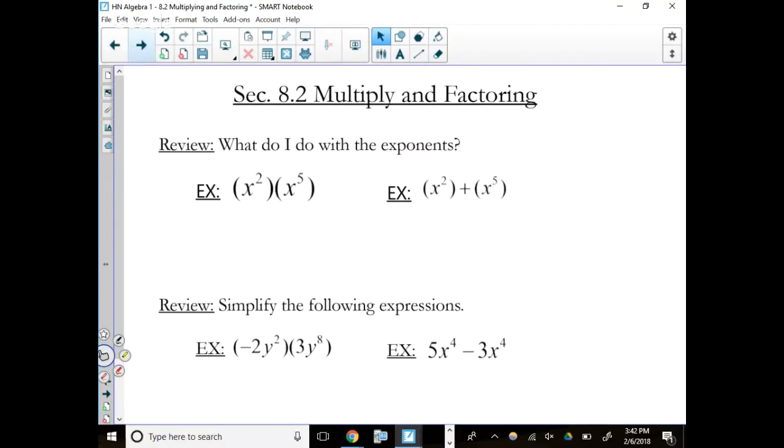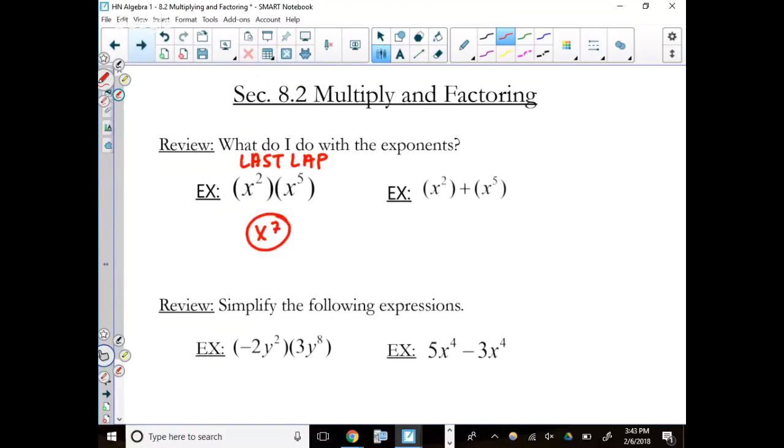Okay, so what we're going to do is multiply and factor. My question, again, I would like you to take a moment and answer it yourself: for these 2 examples, what would you do with the exponents? Okay, so with the first one, this is x squared times x to the 5th. This is last lap with the exponents. If you have multiplication and the same base, you add the exponents. Okay.